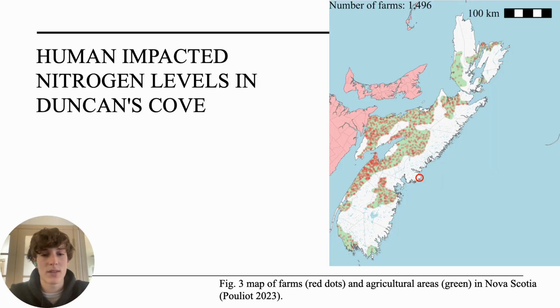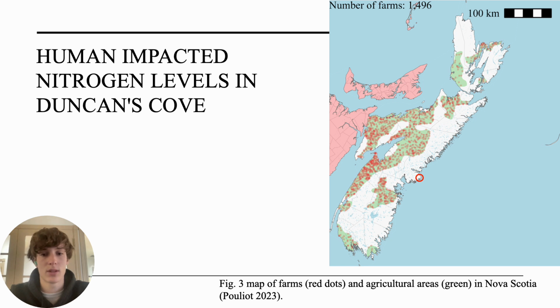So the specific nutrient that I focused on was nitrogen levels. And as you may know, nitrogen is very high in fertilizer, which often causes algal blooms and stuff of that nature. So fertilizer is obviously found in farms. And this map here shows the farms in Nova Scotia, the red dots, and the green areas are agricultural areas. So these areas would have a higher nitrogen level because they're farms, which have fertilizer, which has high nitrogen levels.